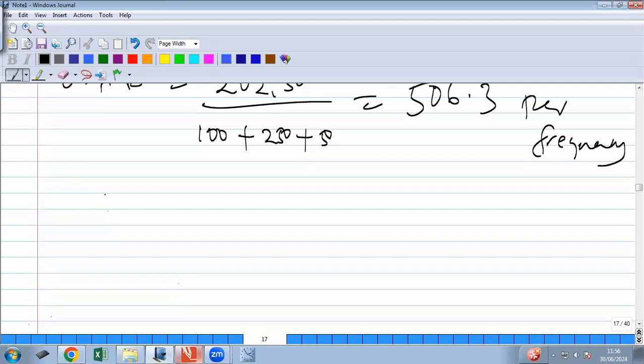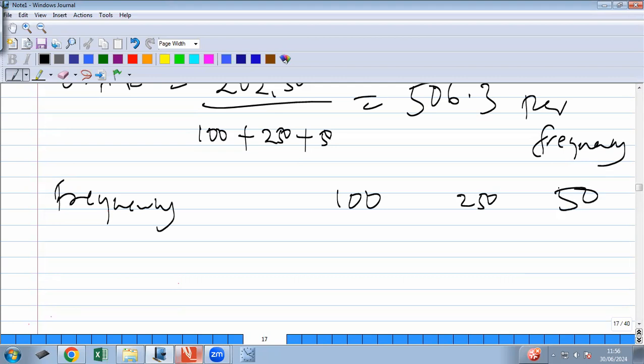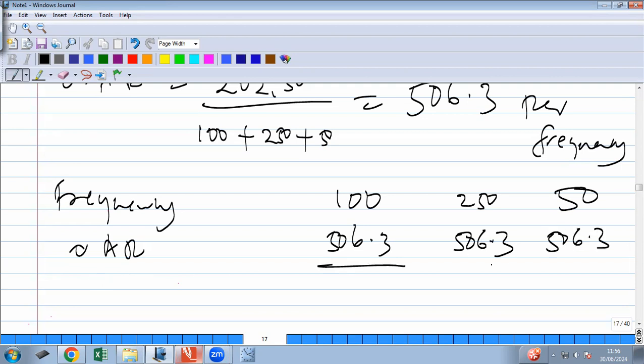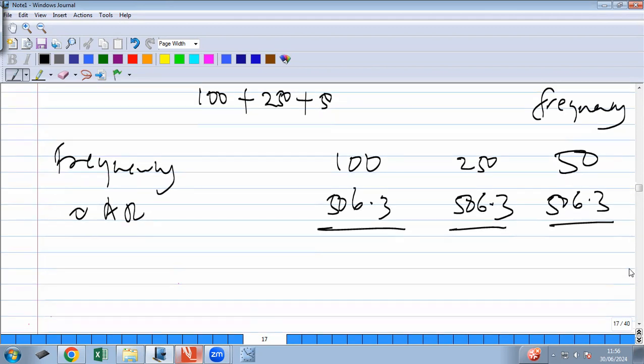So we can say frequency. How many do we have? 4. We have 100, 250, and 50. And I'm going to say my overhead absorption rate is 506.3. That will be my total. 630.